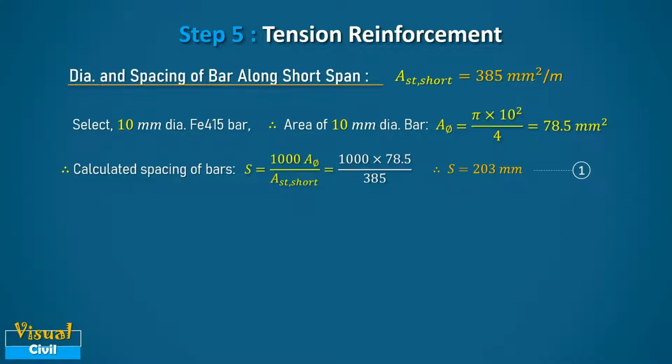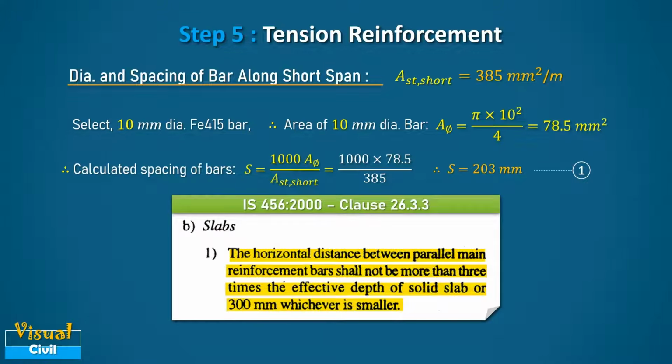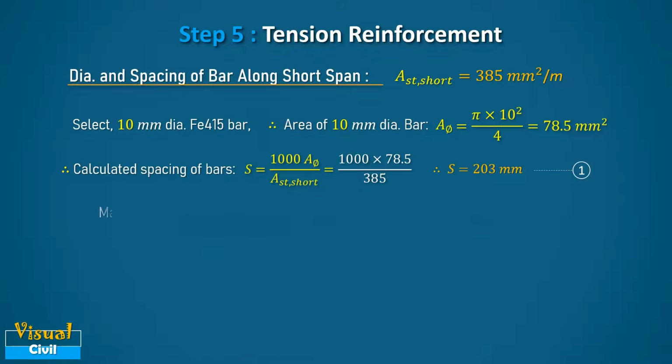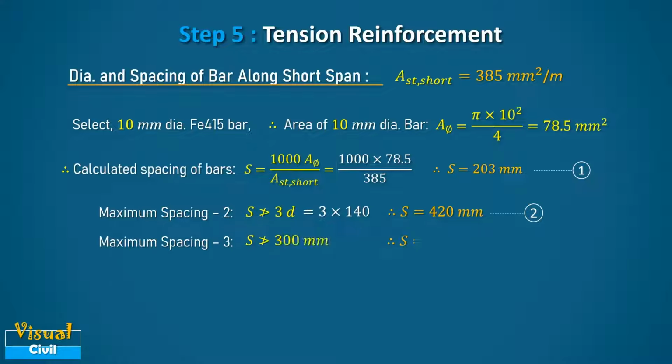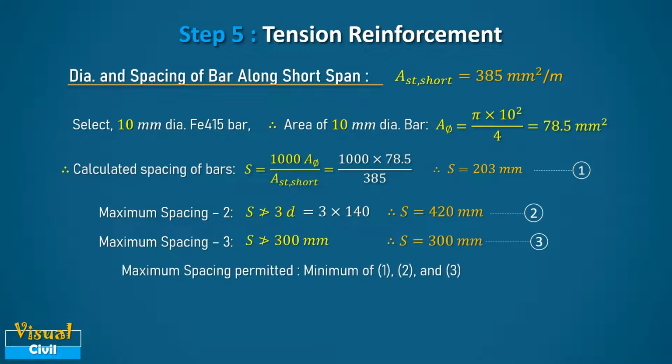But as per the clause 26.3.3, the maximum spacing of the bar is 3 times the effective depth of slab or 300 mm, whichever is smaller. So let us calculate the second value of spacing equal to 3 times effective depth, which is equal to 420 mm. And the third value of spacing is equal to 300 mm. Now, maximum spacing permitted is equal to the minimum value of the first, second and third value of the spacing. This is equal to 203 mm. Adopt the spacing of the bar as 175 mm.